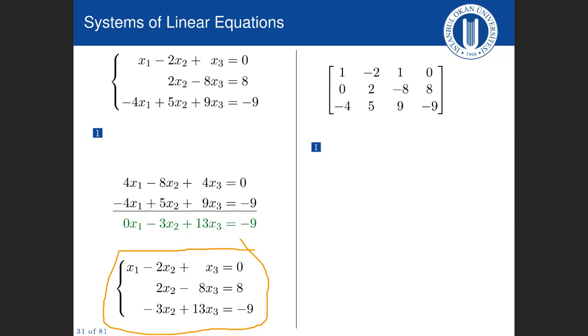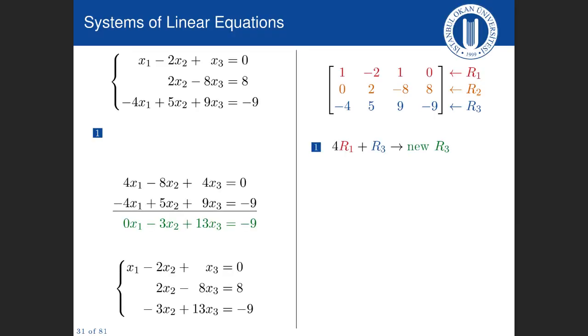Now let's move to the augmented matrix. Now look at the right-hand side of the slide. Now I want to do 4 times row 1 plus row 3, and that will give me a new row 3. The first row, written in red here, I'm going to call R1 for row 1. The orange numbers is row 2 or R2, and the blue numbers give me R3 or row 3. So multiply R1 by 4, I get 4, minus 8, 4, 0. And I want to add this onto the blue numbers, add this onto R3. So it's going to be plus minus 4, 5, 9, minus 9.